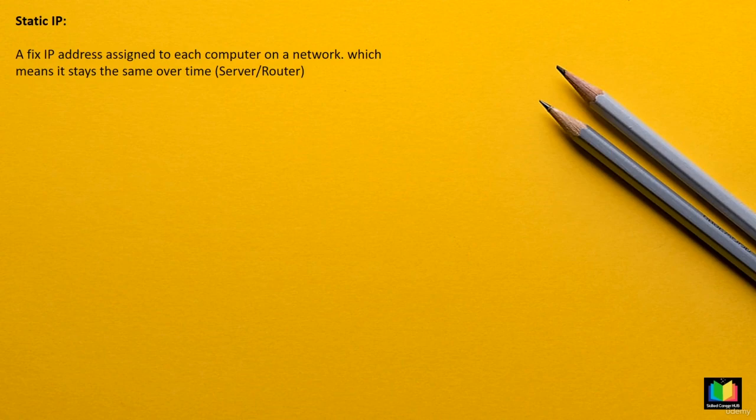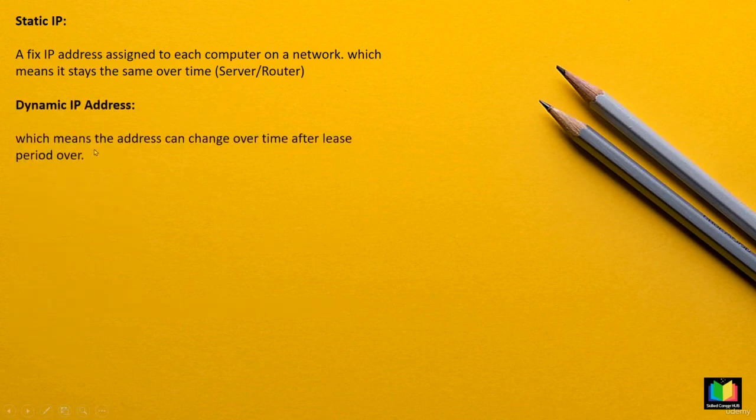So static IP is a fixed IP address assigned to each computer on a network. I mentioned each computer, but it should be only server or router. So a static IP address will only be assigned to the server or router, all right? The static IP address will not be assigned to your machine, right? So a fixed IP address is assigned to a server or router on a network, which means it stays the same over time. All right.